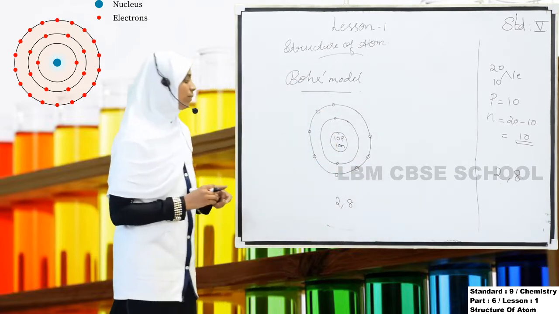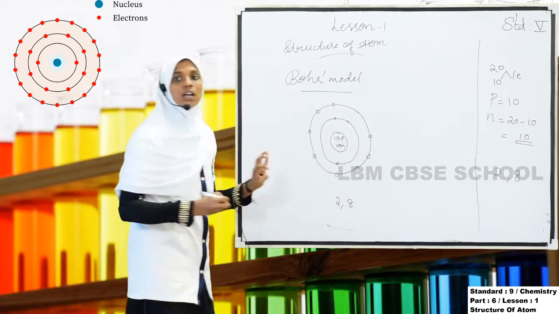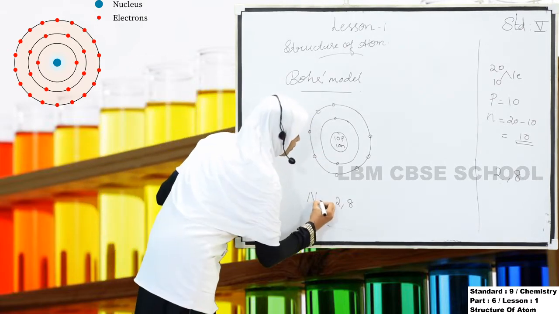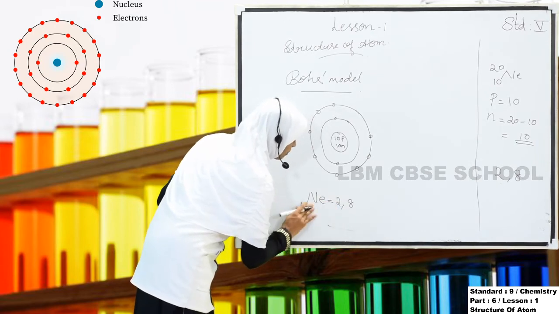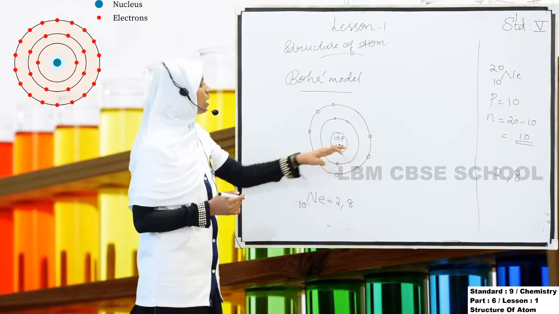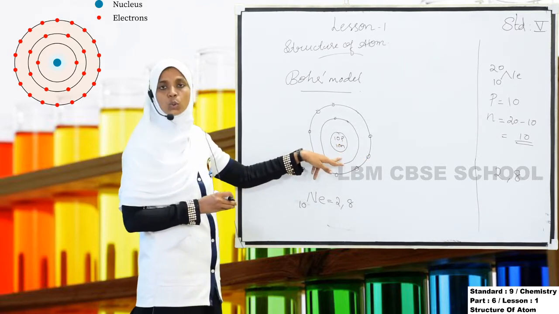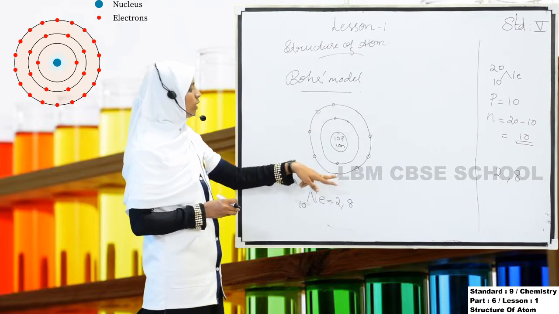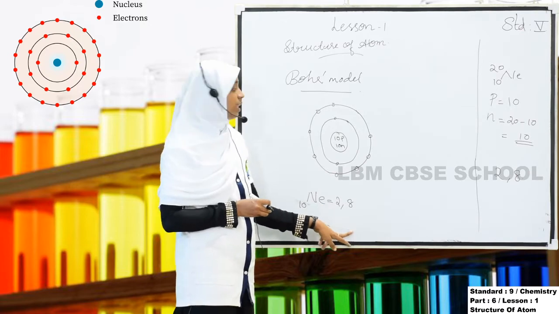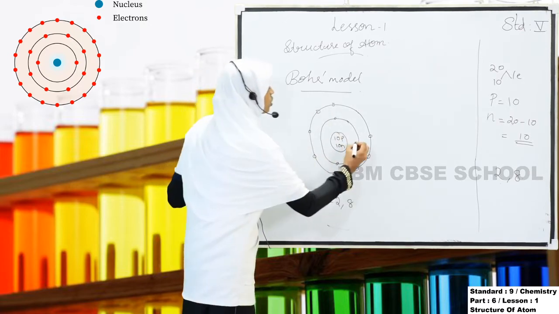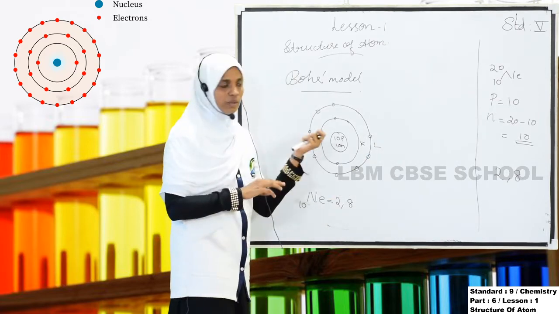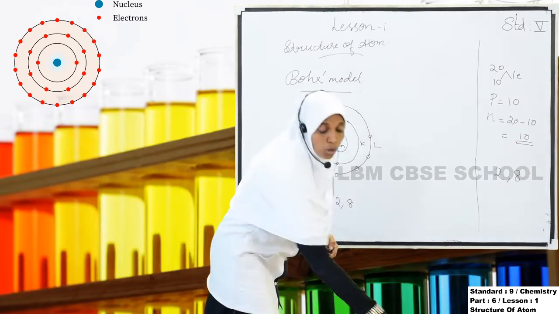In this way we draw the Bohr model of neon. The atomic number is 10 and we write the electronic configuration as 2 8. First we write the number of protons and neutrons in the nucleus, then we draw the shells. The electronic configuration is 2 8, so first draw the K shell, and second we draw the L shell. In this way we draw the Bohr model of neon.